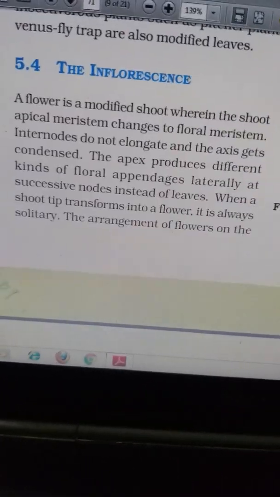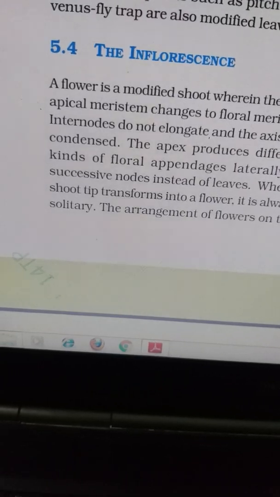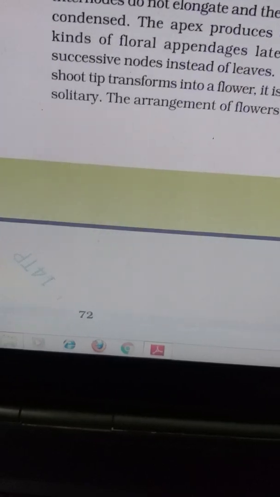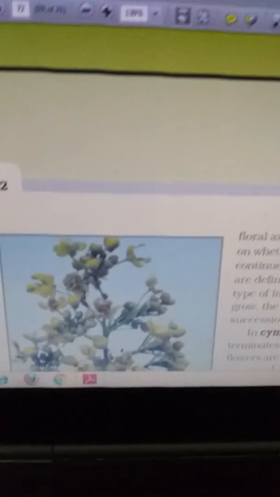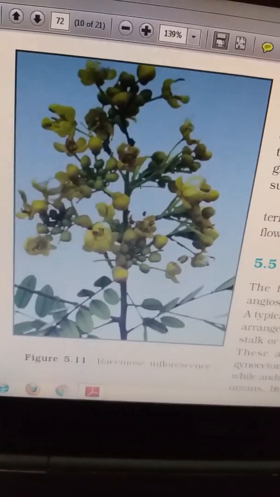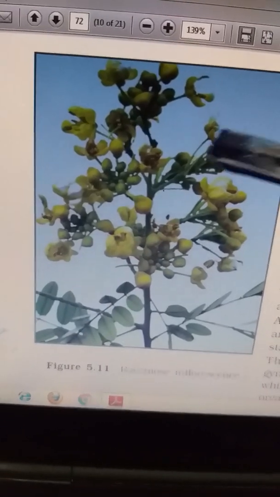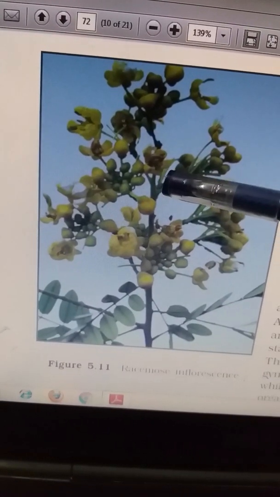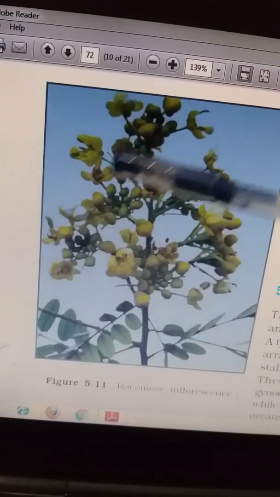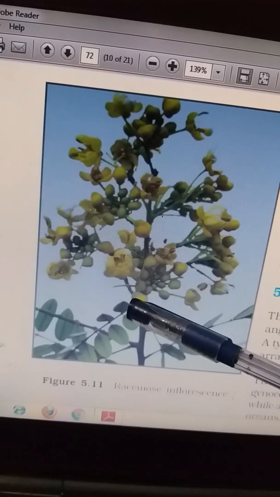But you see, arrangement of flowers. Okay. The arrangement of flowers on the stem, on the floral stem, is called an inflorescence. Okay, see, arrangement of flowers on the floral axis. If you can see this figure, this is the stem or the apex. The flowers are laterally arranged and you have a group of flowers arranged on the floral axis. So this basically is known as an inflorescence.